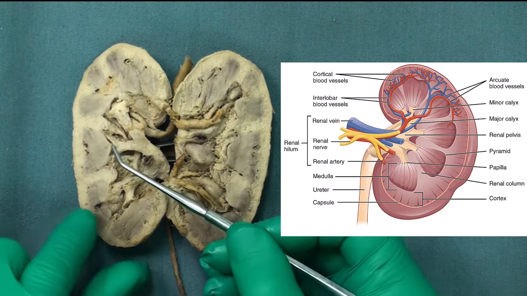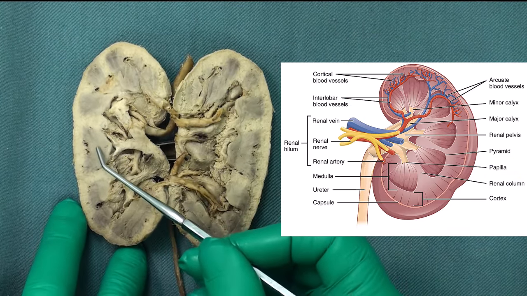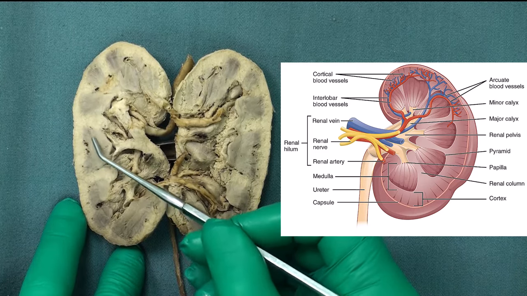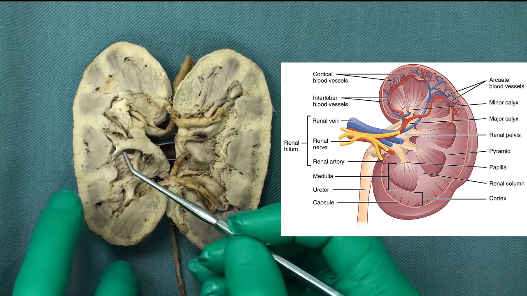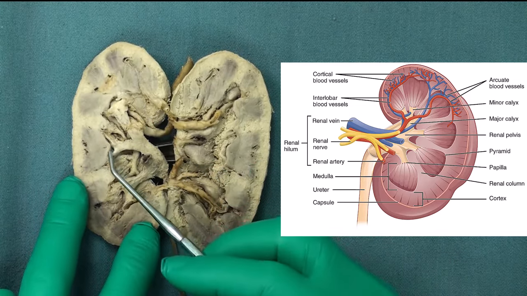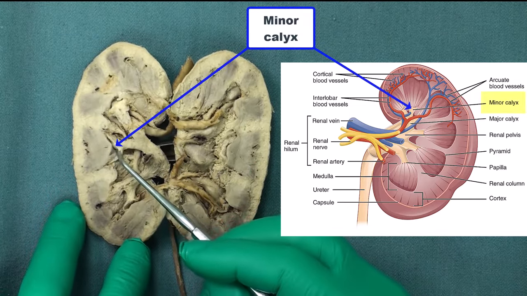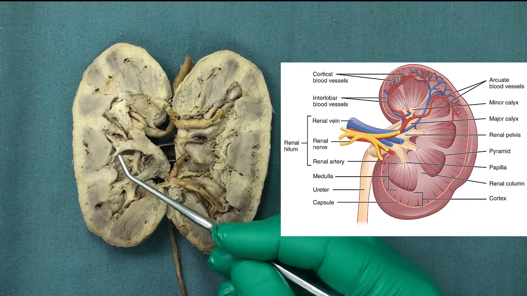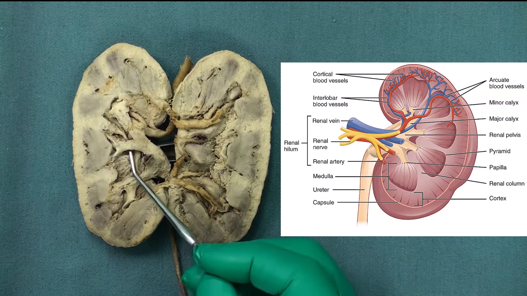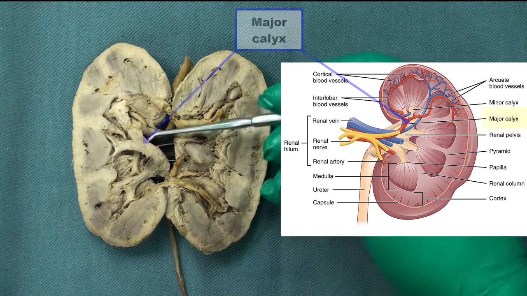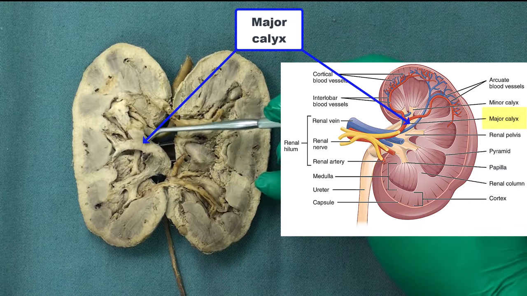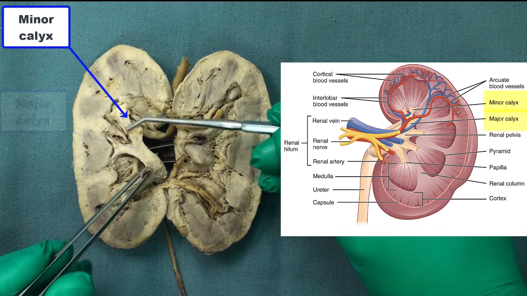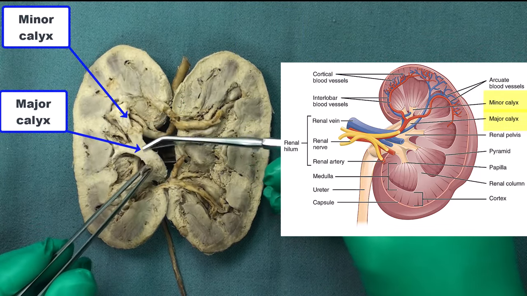Now, from the renal papilla, the urine, which is located inside the collecting tubules inside the renal pyramid, is drained to a cup-shaped structure known as the minor calyx, which is right here. And some minor calyces join together and form the major calyx. So that is the major calyx right here. If I hold my probe right there, that is the minor calyx. Then here is the major calyx.